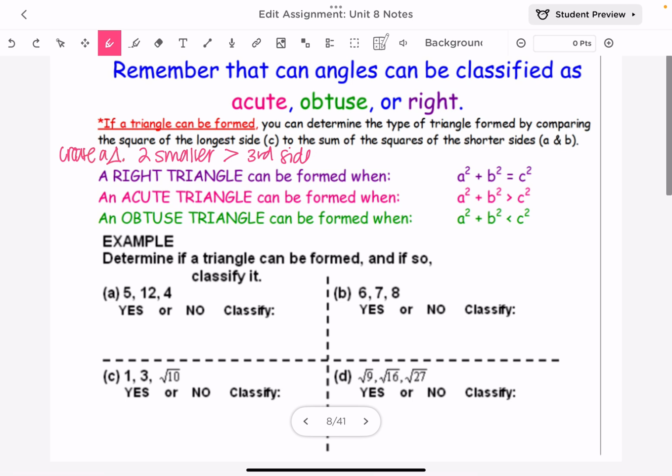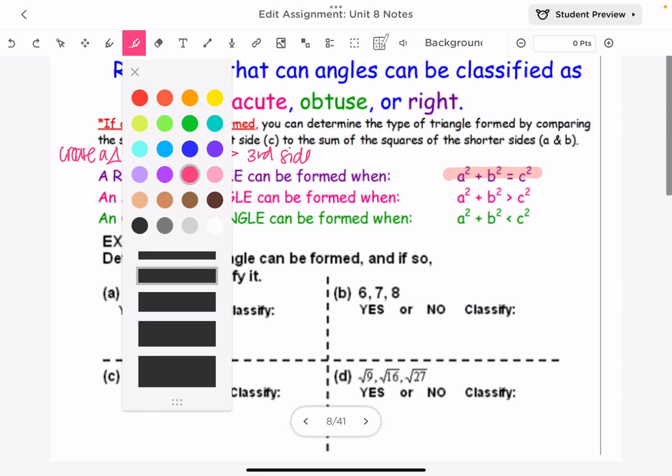We may not even be able to make one, but if it passed that test, then what we're going to do is plug it into the Pythagorean theorem. This is the part that gets missed. You plug it into the Pythagorean theorem, and then look at these things in purple, pink, and green. It says a right triangle can be formed. So if you plug it in and a squared plus b squared equals c squared, then it's a right triangle.